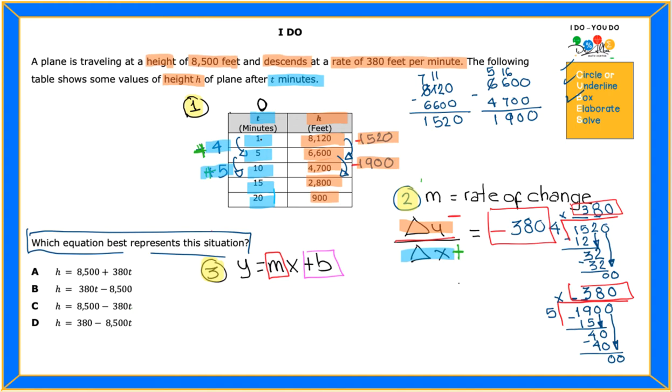Now, what's happening on the other side? Well, I went from a 900 to 2,800 to 4,700 to 6,600 to 8,120. So what do I know about this value? The only thing that I know is that it's going to be more than what value?